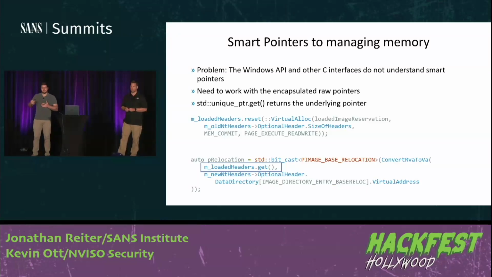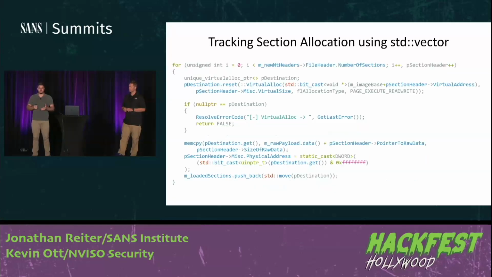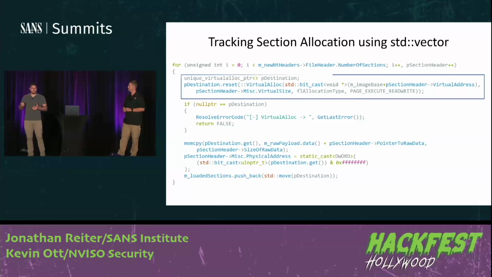And so we need to use the get function to retrieve the underlying pointer and pass that into the function. So now, how can we use these smart pointers to actually track things? Within our class, we do have a vector of smart pointers used to track each allocated section. So what we're doing is exactly what we did before.